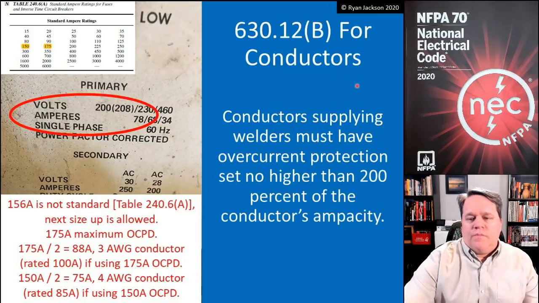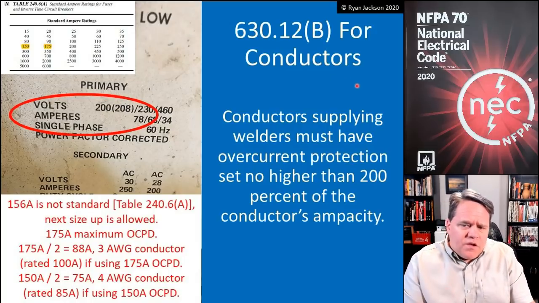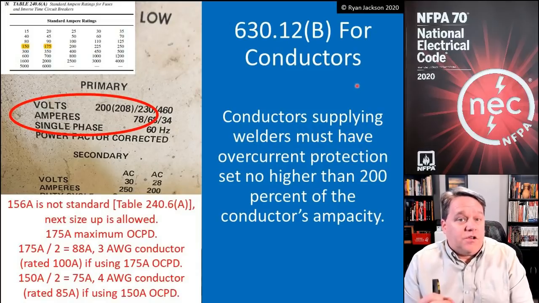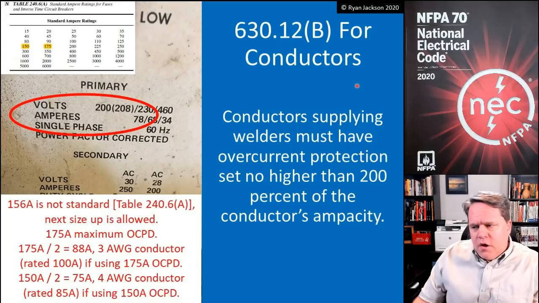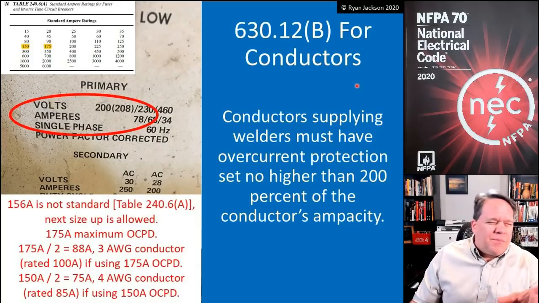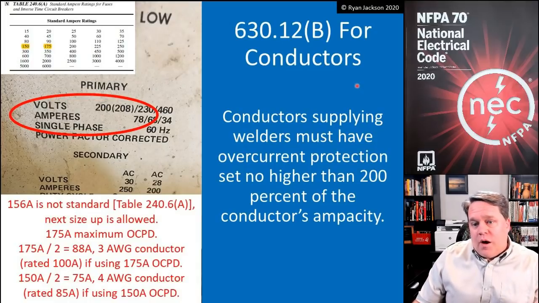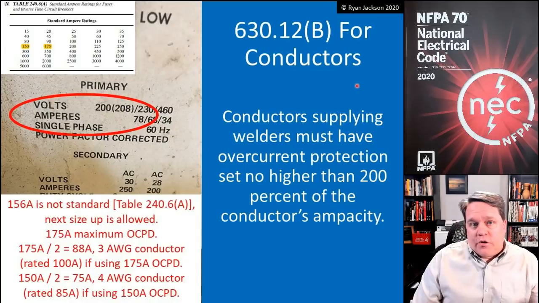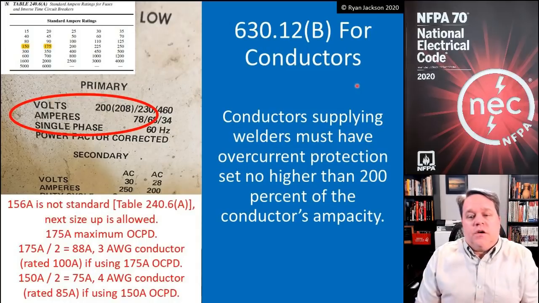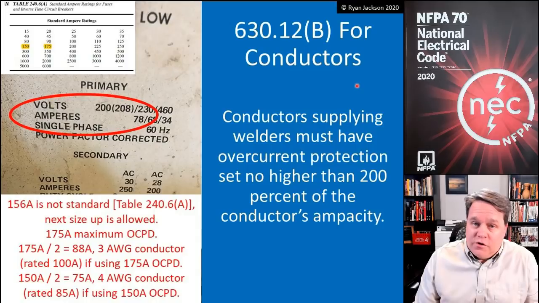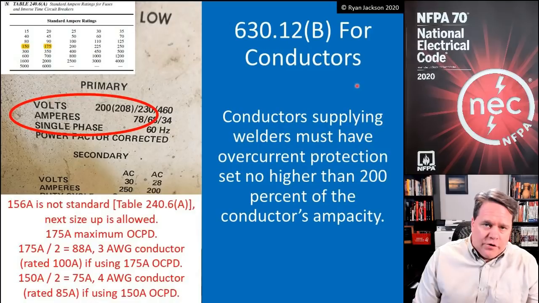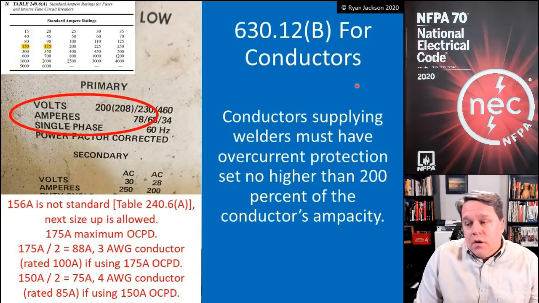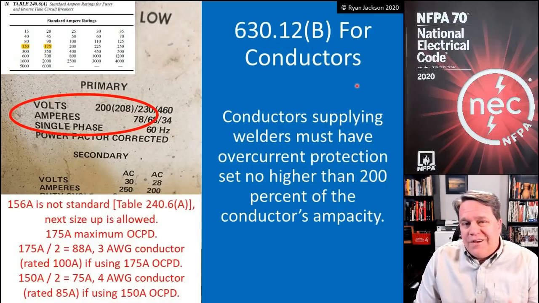Conductors supplying welders must have overcurrent protection set not higher than 200% of the conductor's ampacity. All right. When we figured out the ampacity, we figured out that we're going to use a conductor that's basically rated 50 amps. So right off the bat, we know if we pull a 50 amp wire, we get a maximum fuse or breaker of 100 amps, because to protect the conductors, I can't use greater than 200% of the ampacity. Well, if I used a 100 amp breaker for my welder, that would protect the welder and it would protect the conductors. But here's the problem.